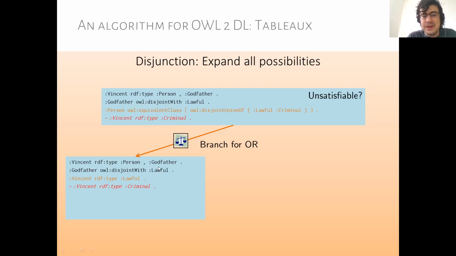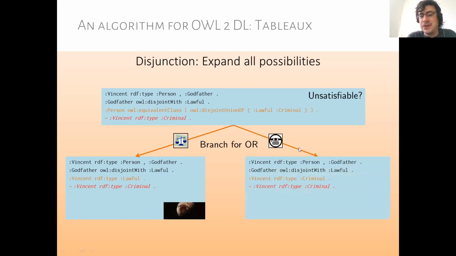So we say Vincent is a godfather, can't be lawful, Vincent is lawful. Okay. So we have an inconsistency here. So this branch is inconsistent, which makes sense. And we have to check all the branches to make sure all of them are inconsistent. In this case, we have the branch here, Vincent's lawful. Here's the one where he's criminal. So Vincent is a criminal. Vincent is not a criminal. Okay, this is a very direct inconsistency here.